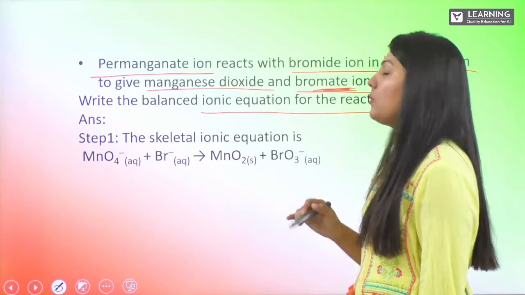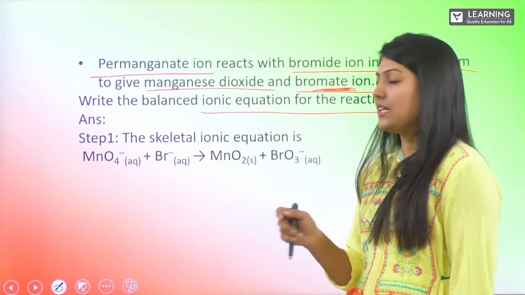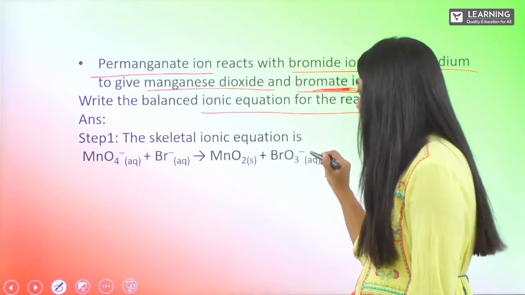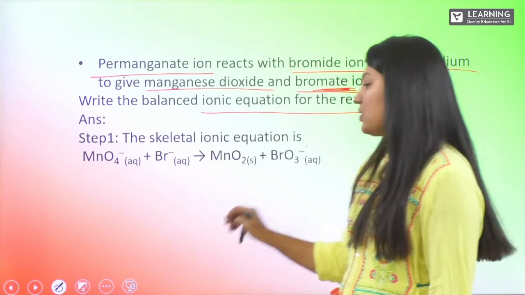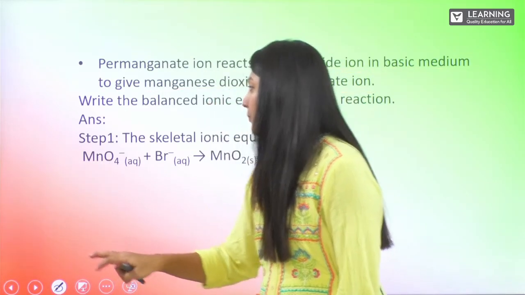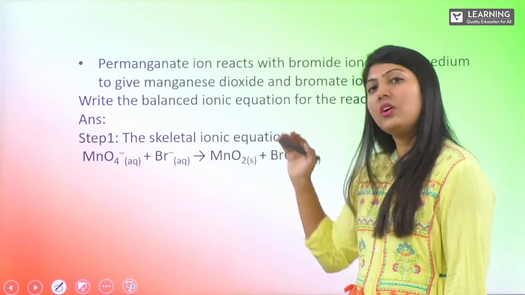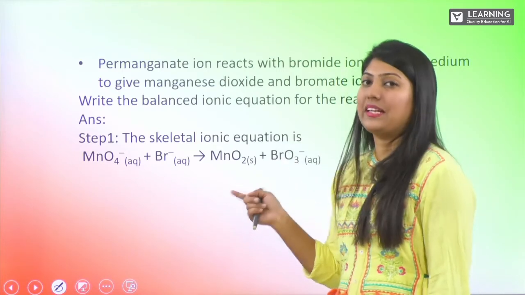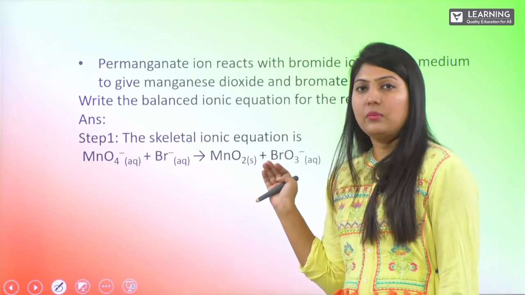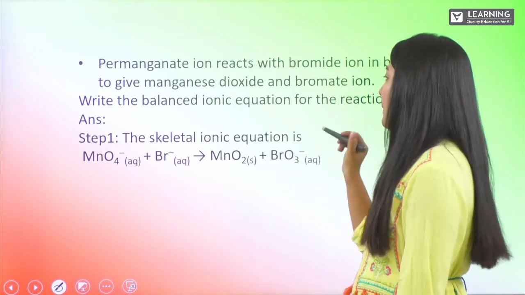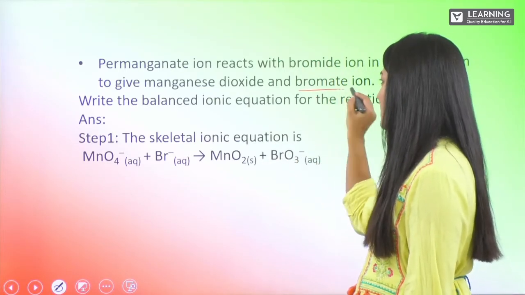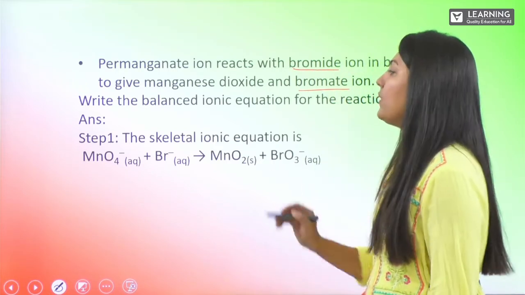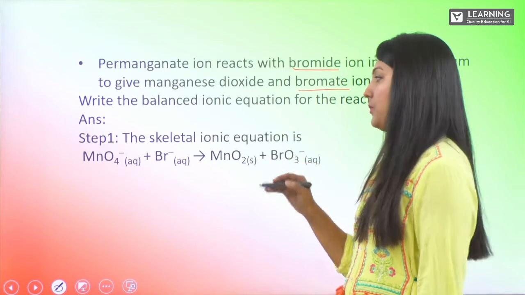So for bromate it is ATE, for BrO3, not BrO4. And also the charge depends on its own. It is not the same for each and every ion. That is what we call radicals. These radicals will have different compositions, but we need to know the formula for bromide and bromate separately. So then only you can write the skeletal ionic equation.